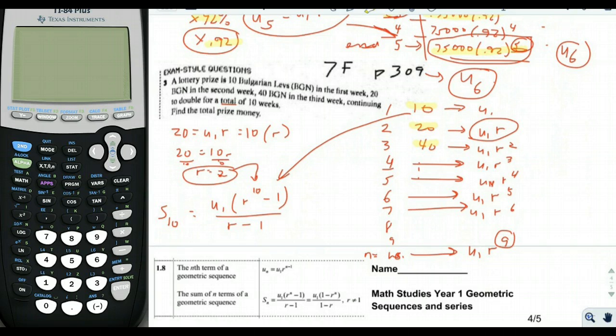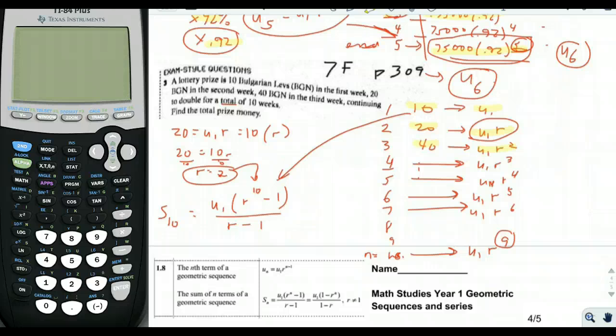So the first week, U1. Second week, U1 times R. Third week, U1 R squared. How do I know that? Well, first week is U1, second week is U1 times R, because I'm multiplying by the multiplier, which we know is 2. And so that works out.